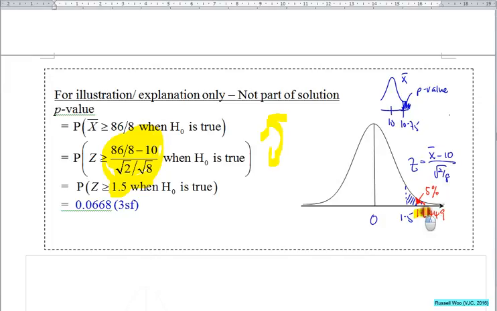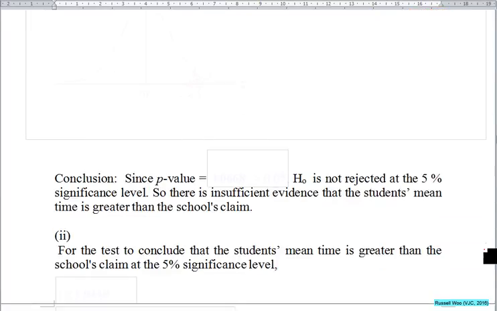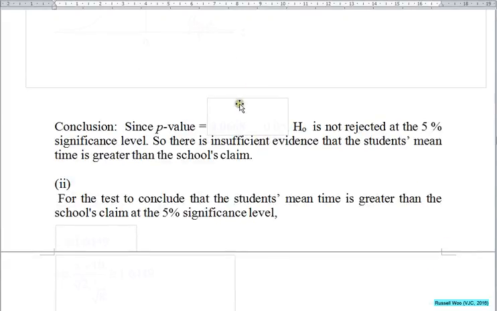Let's pay close attention to this one. This is our rejection region, okay? As long as my normalized Z value lies in this rejection region, I will reject H naught. But because I got 1.5, which does not fall inside the rejection region, I do not reject H naught. So, conclusion. We only use the p-value. Since the p-value is greater than the significance level, that means it's not rare enough, so you do not reject H naught.